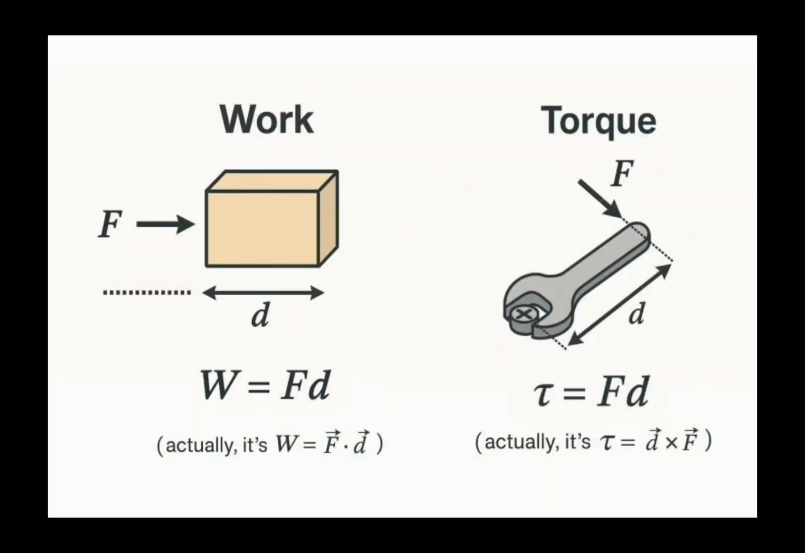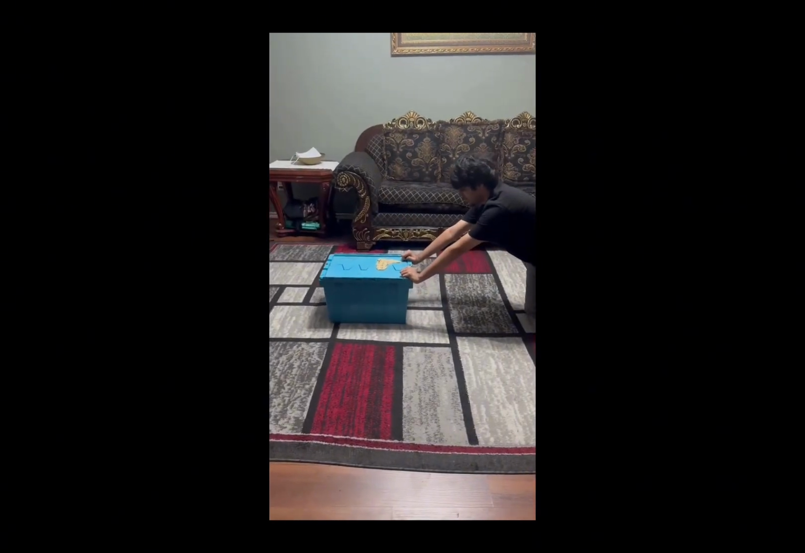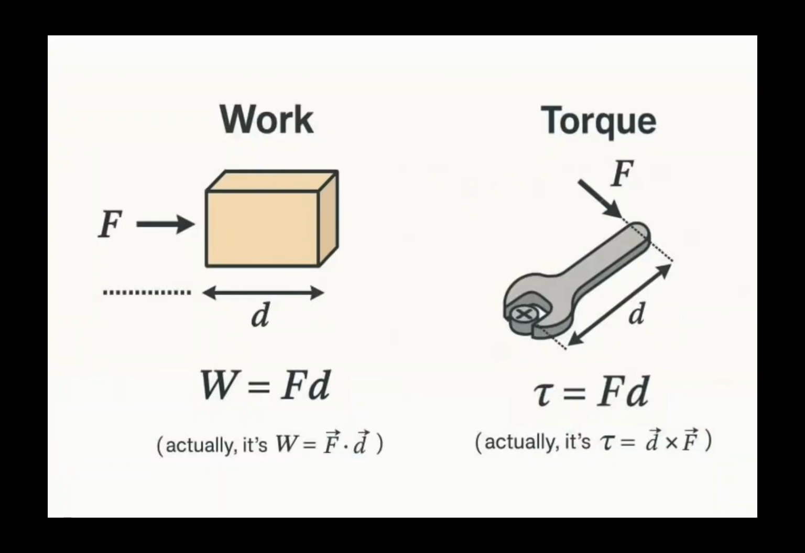Work happens when a force causes an object to move. The formula for work is work equals force times distance times cosine theta. Work depends on force, distance, and the angle between the force and motion. If there's no movement, no work is done. For example, holding a heavy backpack still feels tiring, but physically no work is being done on the backpack because it isn't moving. As the box moves, force is applied over a distance, so work is done.